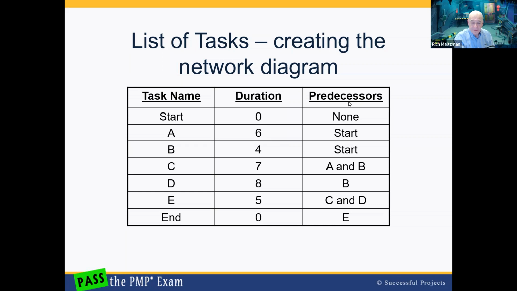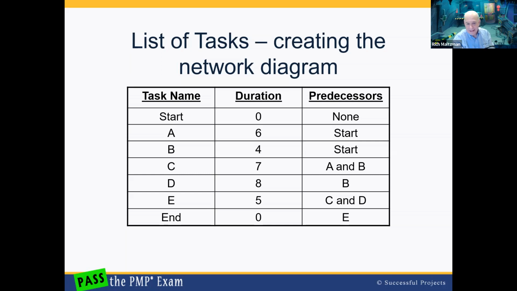The predecessor column is really where the logic of the diagram is shown. And if you look, for example, at task C, we're saying, yeah, it has a 7-day duration, but it can't start until both tasks A and B are complete. We're using a finish-start relationship for this network diagram, meaning that we have to have a task finish before the next one starts. There are other relationships like start-finish and start-start, but we're going to focus on the most common, probably what will be used in the exam only, which is a finish-start relationship.